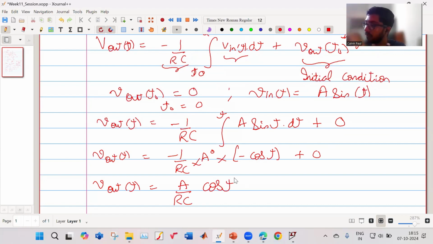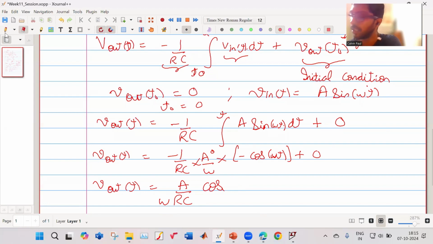Okay. A better example I see, rather than that, would be A sin omega T. So this is A sin omega T. Because the integration of sin omega T is minus cos omega T, and omega will come in the denominator. Okay. So it will be A upon omega RC cos of omega T. Okay. So if I apply a sine input, then my output will be an integration of the sine. So output will become cosine. If I apply a cosine, then my output will be a sine wave.